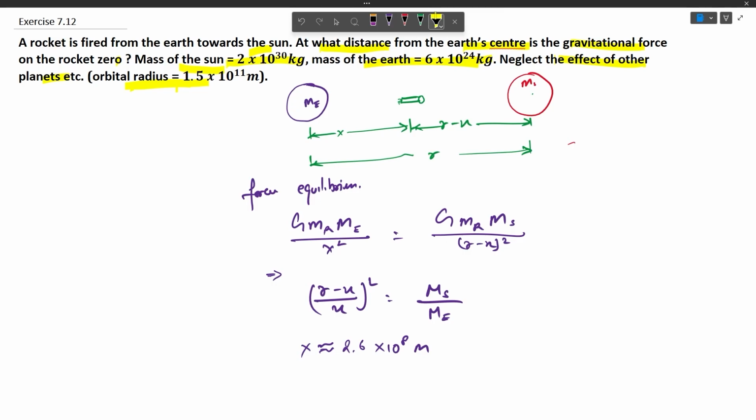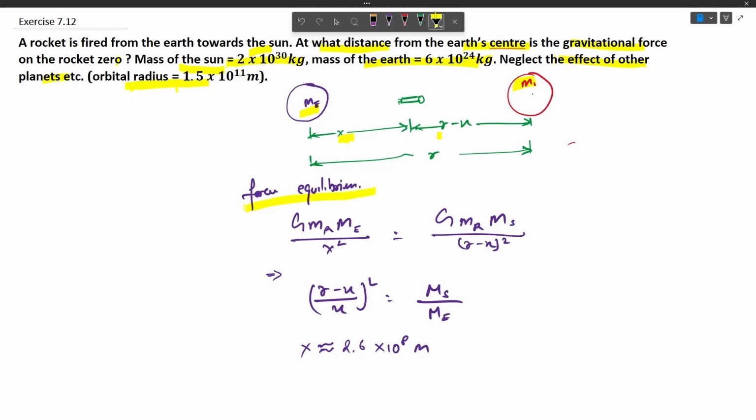Now we have to actually find out the point of equilibrium where the rocket will be attracted by both Earth and Sun equally. That is the point where the net gravitational force on the rocket is 0. So let us assume that x is the distance of the rocket from Earth's center, and r is the distance of Earth from Sun. Now we assume that me is the mass of Earth and ms is the mass of Sun. Now distance of rocket from the Sun is r minus x.